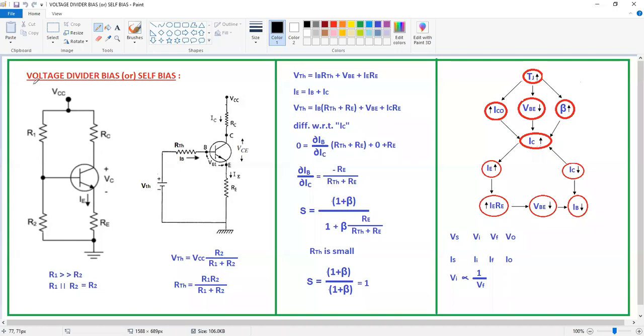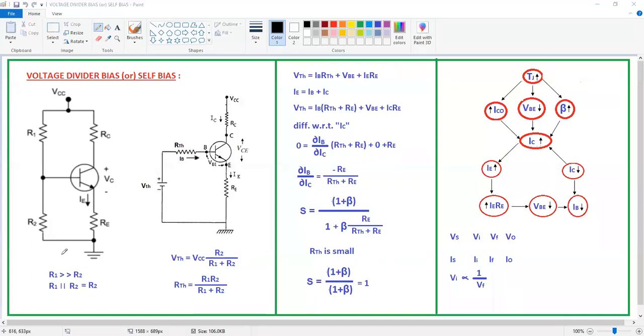Now the next biasing technique is voltage divider bias, or self bias. This circuit shows the voltage divider bias. When you are designing this voltage divider bias, you have to take R1 greater than R2 to increase the stability. That means to decrease the stability factor, or to increase the stability, we need to take R1 as a very large value compared to R2.